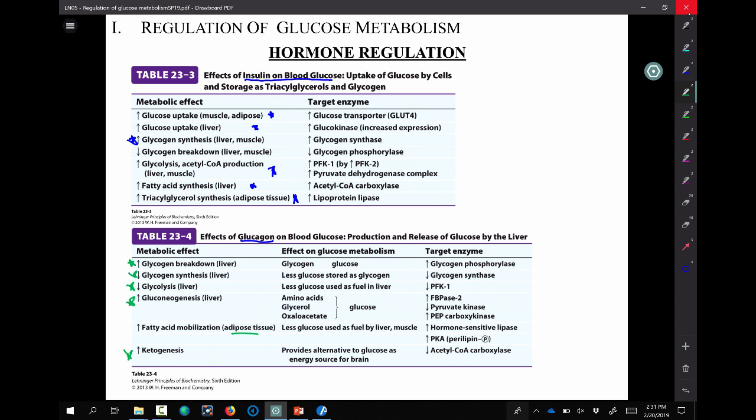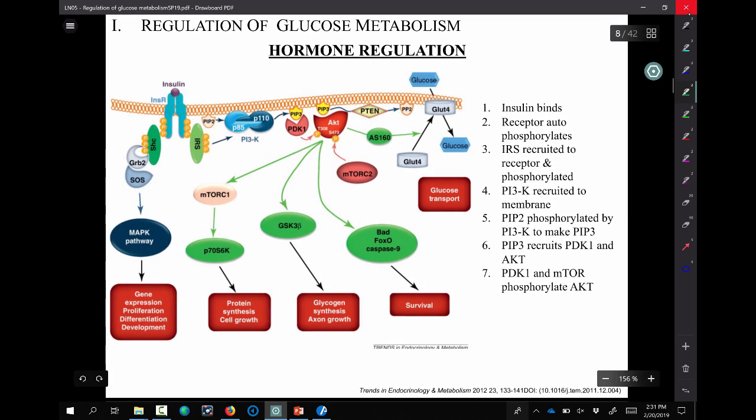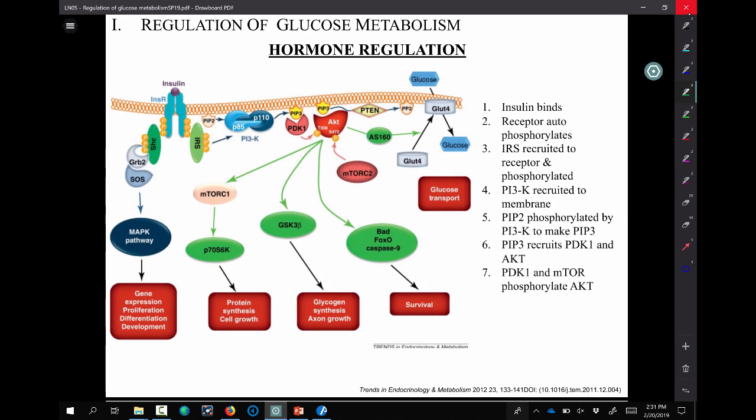Now here's the fun part. We want to look at how, right? We're going to leave it at this, and we just say those arrows are nice, but how is it going to do that? What are the signals that lead to this? So we want to talk about insulin and glucagon signaling, okay? But before I do that, are there any questions on that? Nope. Okay, let's do this. Let's go to this slide.